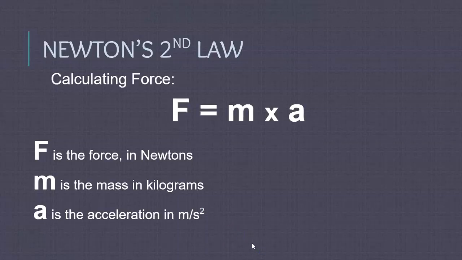So just a quick review of Newton's second law. When we're calculating force, we use this equation. So force is equal to mass times acceleration. So F is going to be the force in newtons, M will be the mass in kilograms, and then A is the acceleration in meters per second squared. Remember, that is our unit for acceleration.